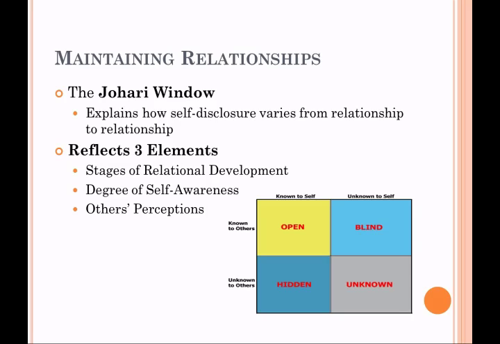And then the bottom quadrant here is the unknown quadrant. This is information that is unknown to the self and unknown to other people. With the unknown quadrant, think about it as just stuff you don't know yet. As we grow, as we go through different experiences, we learn more about ourselves. So this is information that we don't know quite yet, but eventually we will. And as we go through different relationships, sometimes we learn more about ourselves as well. So that's the unknown quadrant.